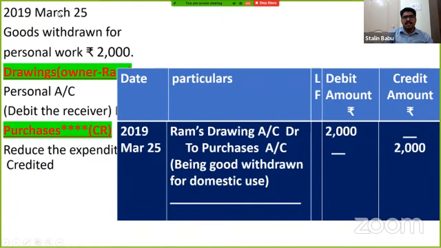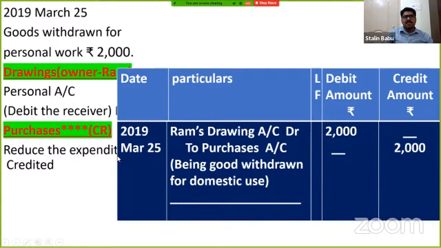What is the date? March 25th. Write the date in the date column. And what is the entry? Ram's drawings account debit to purchases account. Narration: being goods withdrawn for domestic use. Domestic use and personal use give the same meaning.